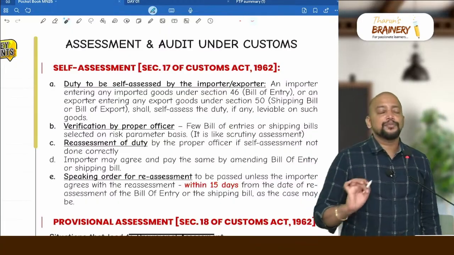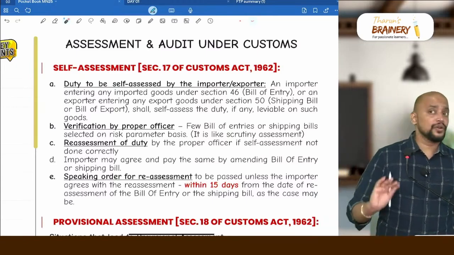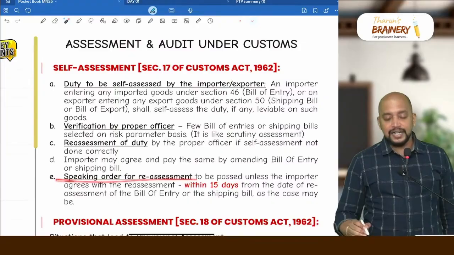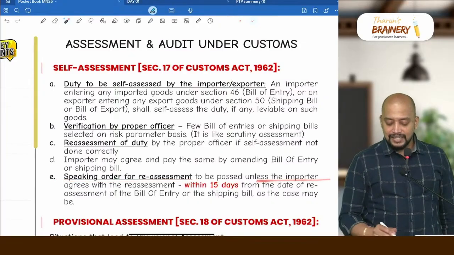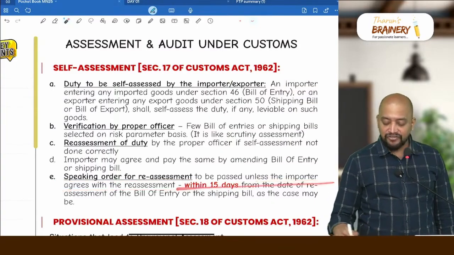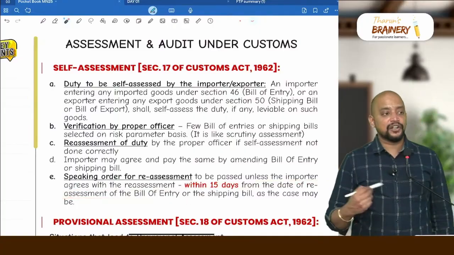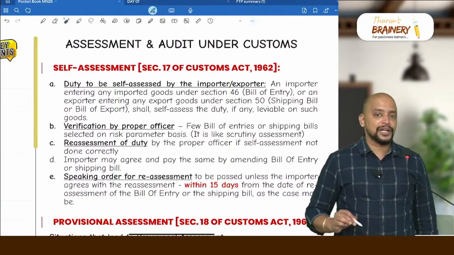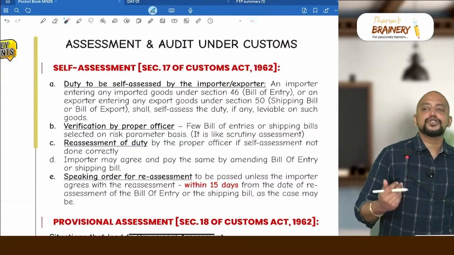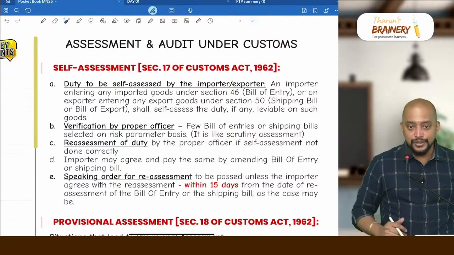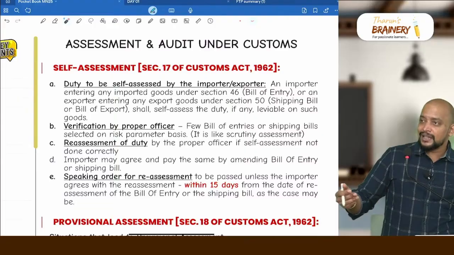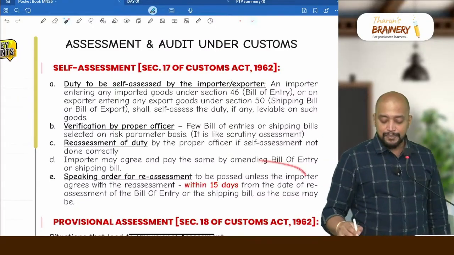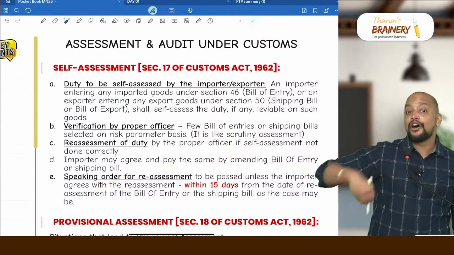Whereas in case the importer is not agreeing, saying, "Sir, no, I don't want to pay this." Is there any alternative for him? Yes. A speaking order for reassessment will be passed, unless the importer agrees with the reassessment within 15 days from the day of reassessment of the bill of entry or the shipping bill as the case may be. Then what will happen to the goods imported? Two options again. The imported goods may be kept in the warehouse without payment of customs duty, or customs duty may be paid under protest. They will pay customs duty under protest, and based on the speaking order they go for appeal.